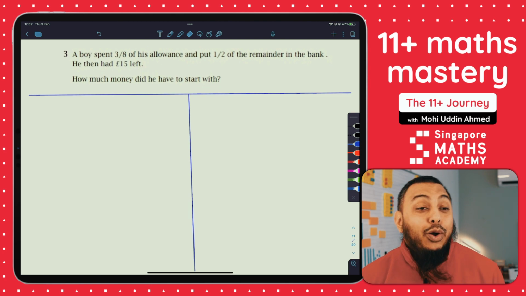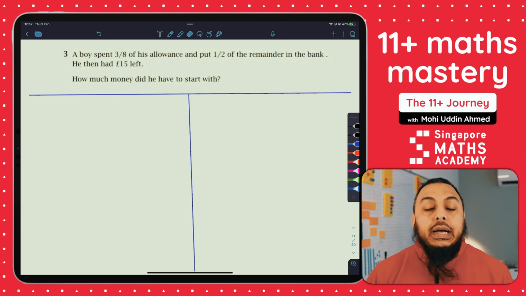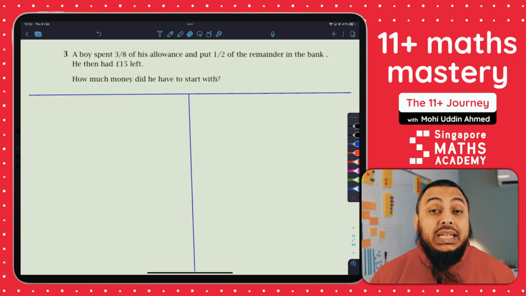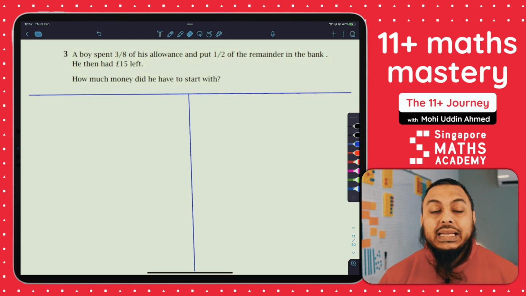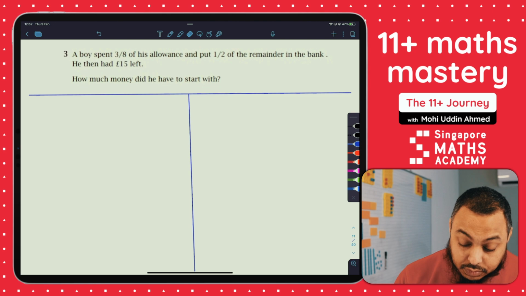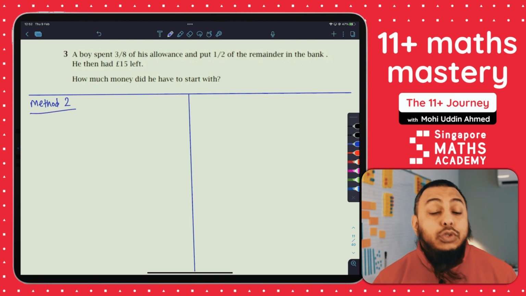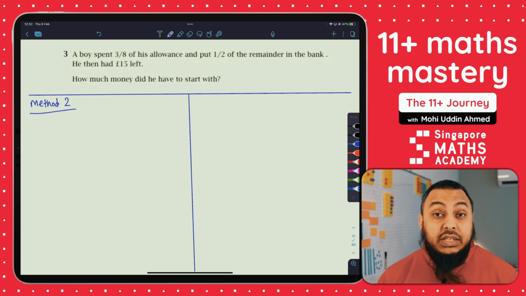Why is it that we are called Singapore Maths Academy, strangely, in London? That's because Singapore are leading the world in maths education and have been so for about 30 years now, which is a long time to lead the world on anything. Our first strategy, method one, is the standard strategy that we, but also probably most companies and tutors, would go through for this question.